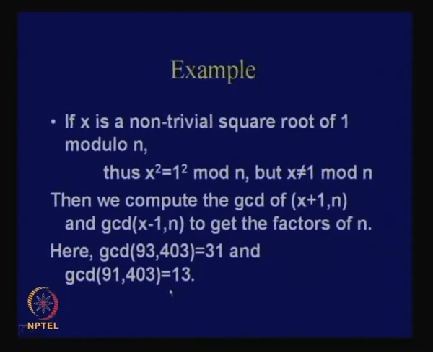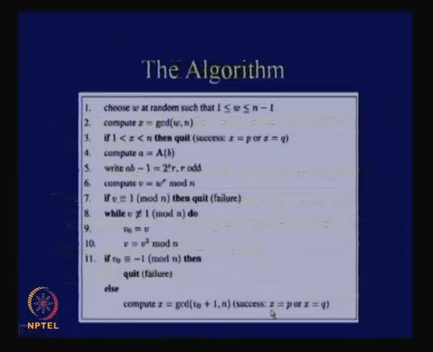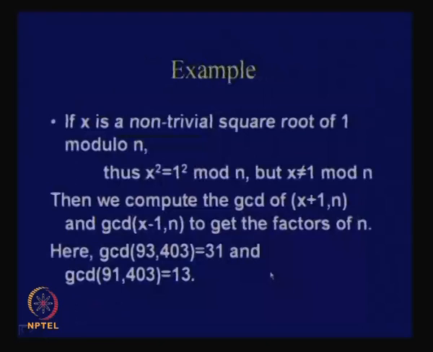So, this can be an easy way of factoring, but the catch is that we need such values. The objective now is to calculate these values, which are non-trivial square roots of 1, meaning the square roots are not plus 1 or minus 1. What we shall see now is how we can exploit the knowledge of the decryption exponent to find such values.